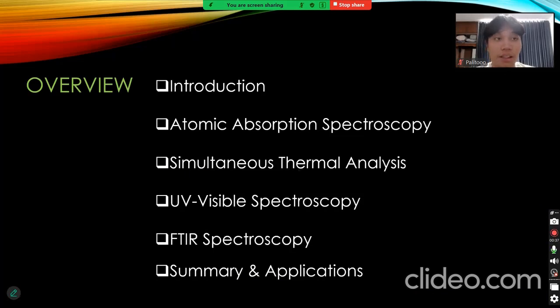Okay, this is the overview. First is the introduction, an overview of the analytical techniques and their complementary roles. Second is atomic absorption spectroscopy: the principles, instrumentation, elemental analytes, and applications. The third one is simultaneous thermal analysis, TGA-DSC, the principles and thermal behavior characterization. The fourth one is UV-visible spectroscopy, electronic transitions and quantitative analysis methods. The fifth one is FTIR spectroscopy, molecular fingerprinting and functional group identification. And lastly, the summary and applications, the key takeaways and complementary technique selection.